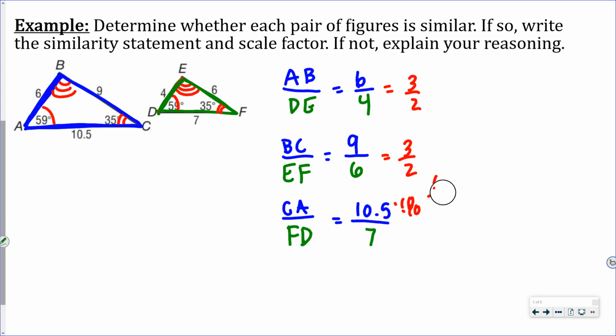Whatever you need to do. But this does indeed, or again, use your calculator. Write it as an improper fraction. This does reduce to 3/2 as well. So, since the corresponding sides are proportional, all the ratios are the same.